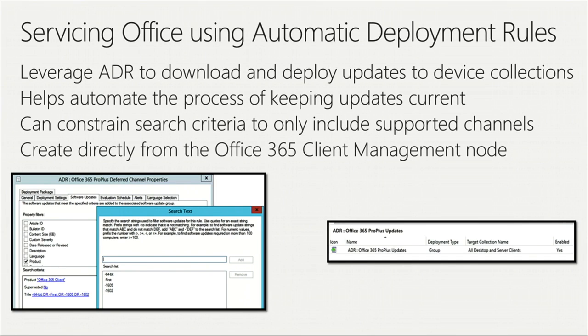You're able to constrain your search criteria to only include your supported channels. So for instance, if you're a customer that might only be using the monthly channel, you can specify via your ADR to only pull down and automate that process for the monthly version. If you are a customer that is supporting all 3 channels perhaps, again, you can go ahead and specify through your ADRs to make sure that it's pulling down all 3 channels.